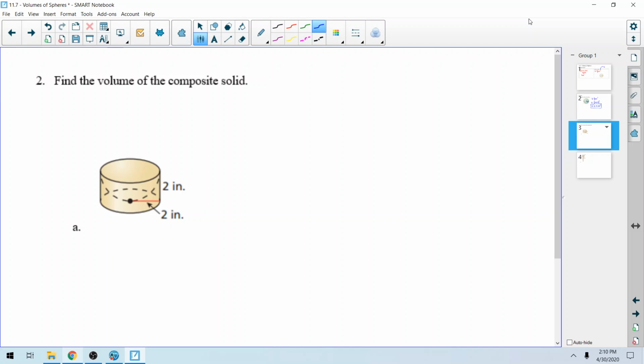Okay, composite solids using spheres. Find the volume of the composite solid. So this solid is actually like a cylinder with a bowl in it. You have to think of this as a cylinder, but they've kind of chiseled away a part, so you could put your cereal in here. So this is empty.